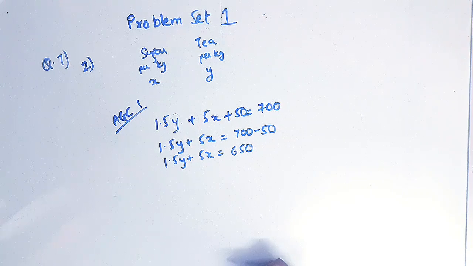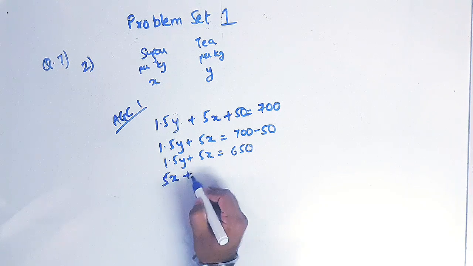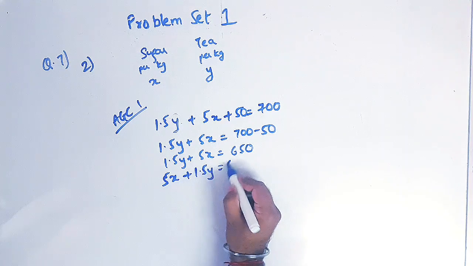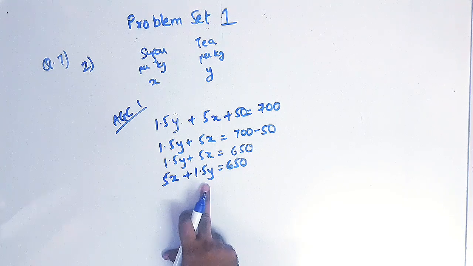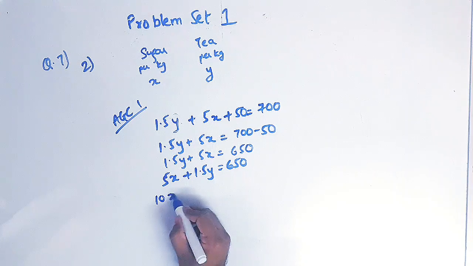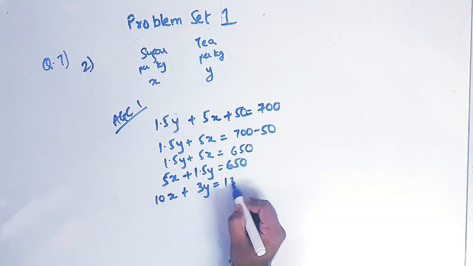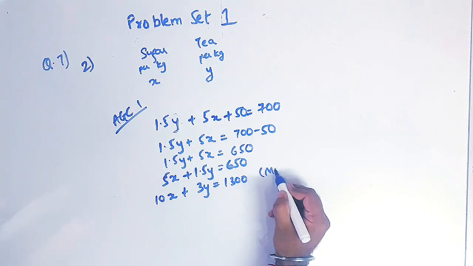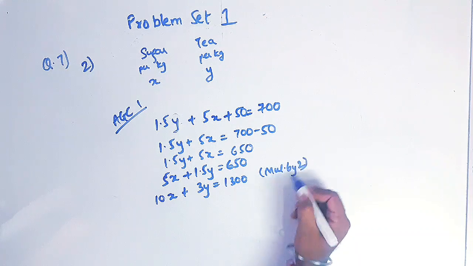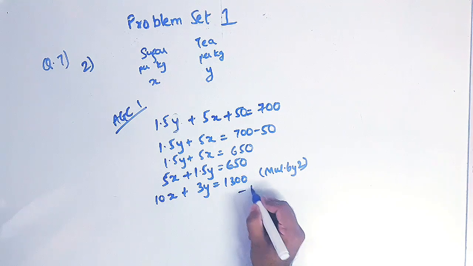Now here it is very simple. I'll arrange it like this: 5x plus 1.5y equals 650. Because I want to avoid this decimal, what will I do? I'll multiply the whole equation by 2. This becomes 10x, this becomes 3y, and this becomes 1300. Multiplying by 2. I'll give this equation number 1.